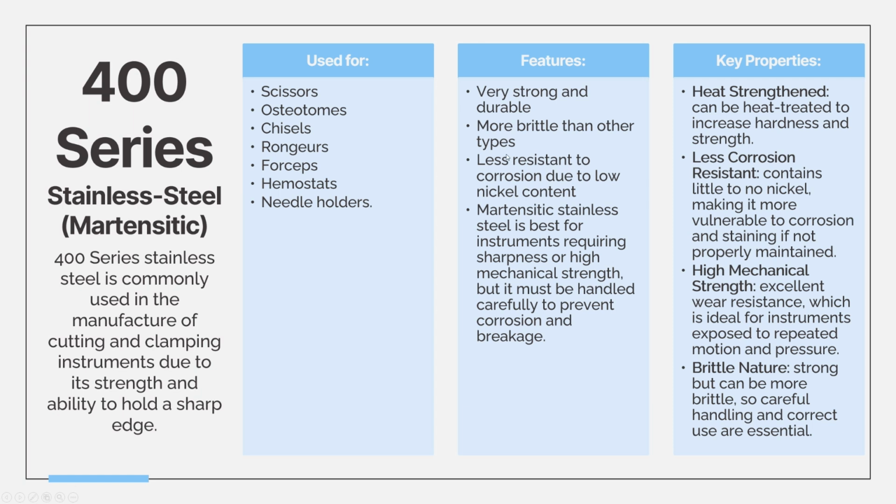And as you can see, needle holders, their main purpose is to hold needles, which are sharp instruments. So it's very important that for the most part, a lot of them are made out of this 400 series stainless steel. However, due to its slightly less corrosion resistant material, again, as I mentioned, careful handling and immediate cleaning are very essential to maintain their integrity.